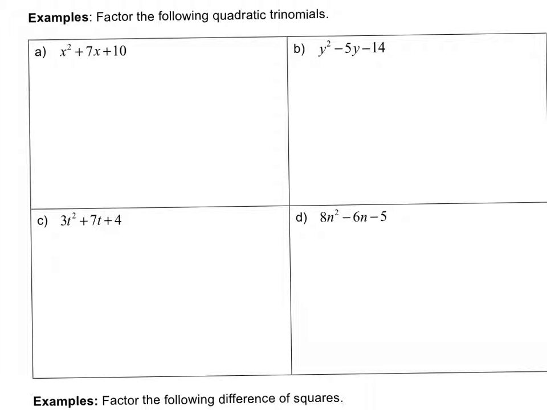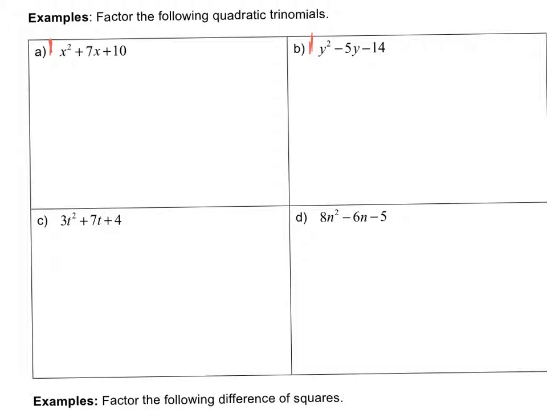So now we're going to try and factor quadratic trinomials. So remember I said earlier that there are 2 types of quadratic trinomials. There's simple trinomials where the a value is 1, and there's complex trinomials where the a value is anything but 1. So looking at examples A and B, notice that the value in front of the squared term is 1. So A and B are both simple trinomials.